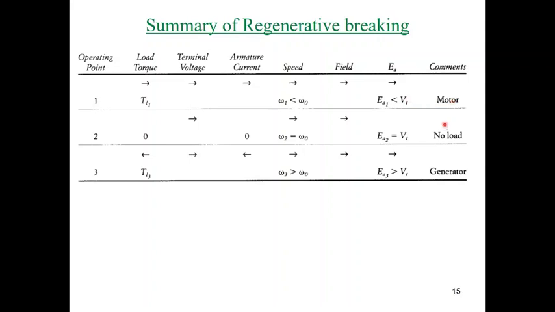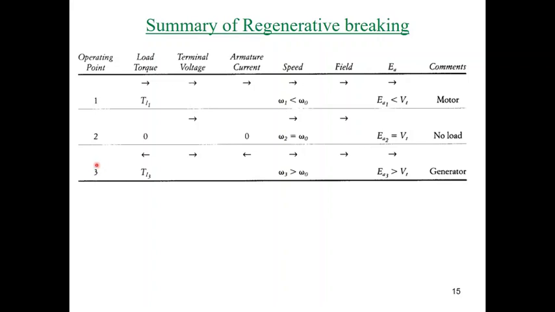If we go to the no-load speed, the machine will work as no-load, which means the electric torque will be 0, because at the top we have no current flow and the machine doesn't need any power to run. So at point number 2, torque load equals 0, armature current equals 0, omega equals the no-load speed, and the armature voltage equals the generated voltage, or EMF equals the terminal voltage.